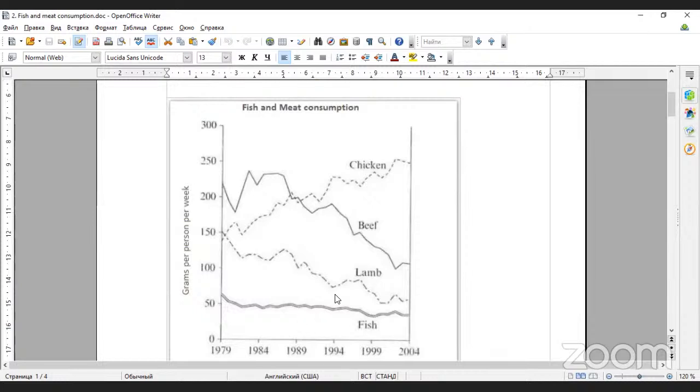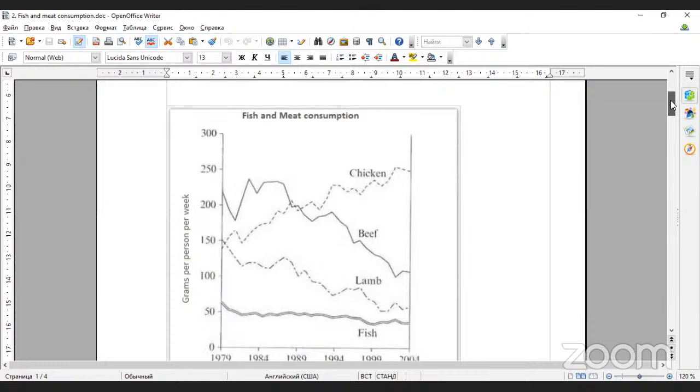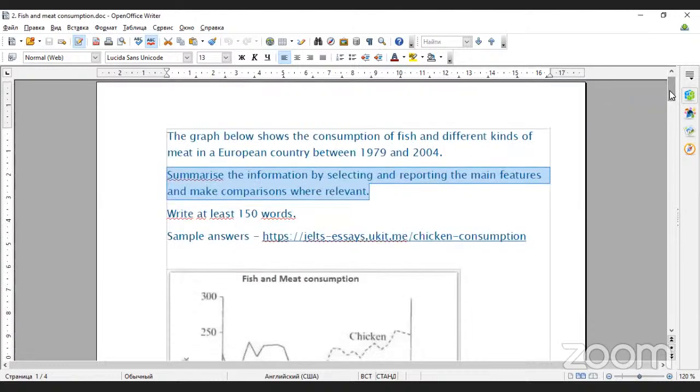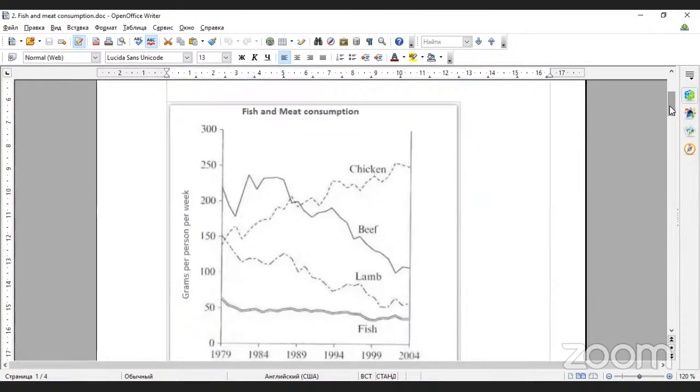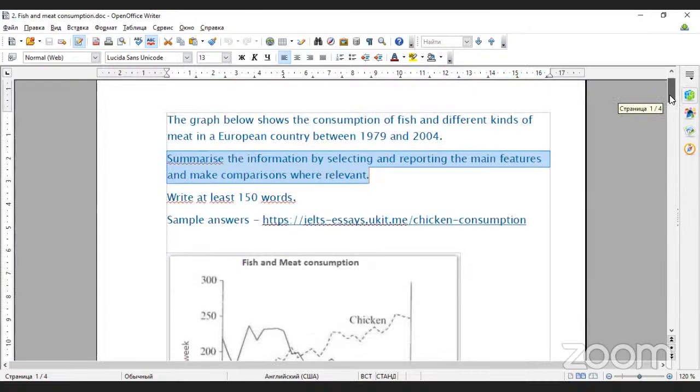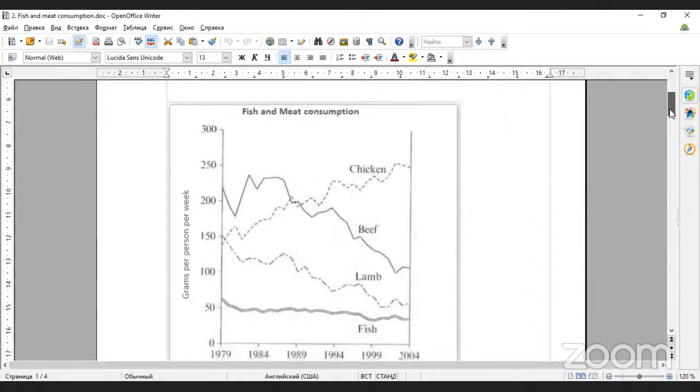You can see there are a lot of fluctuations, but please remember that your task is always summarize the information. You summarize it in your overview by selecting and reporting the main features. Now, what are the main features? Do you really need to give like every number here? No, and you only have 20 minutes. It's impossible to do that. So you only select the key features and then make comparisons where relevant.